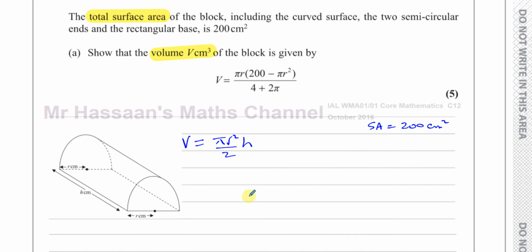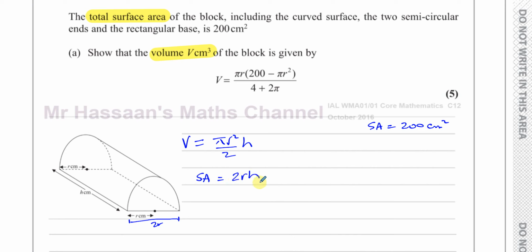So let's make an equation for the surface area. I know that the surface area of this shape is made up of the base, which is this from here to here. This is r, that's another r, that's 2r. That's the diameter. It's like this length times this width. This is like the area of the base. So you've got 2r times h.